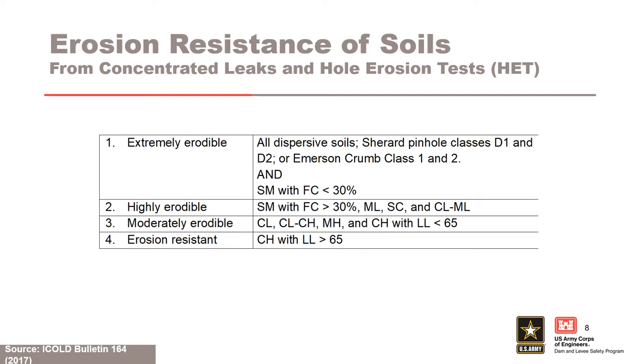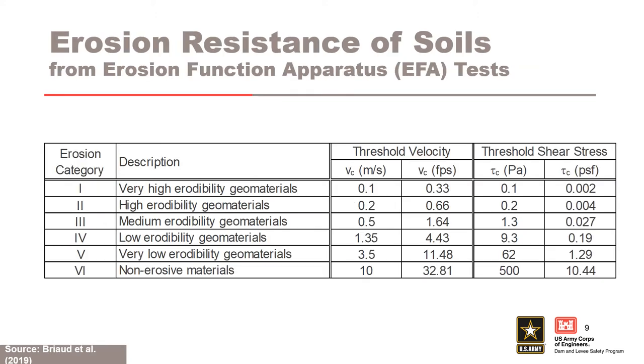Here you see an example categorization of soils based on hole erosion tests. Numerous hole erosion tests were run on these soils to measure K sub D and tau C, and the soil types were grouped into relative categories based on how erodible the materials were. Likewise, here's another system that groups soils into different categories based on the critical shear stress or critical velocity for erosion. These thresholds are most often used when discussing erosion function apparatus measurements. We'll look into what these laboratory tests look like on later slides.